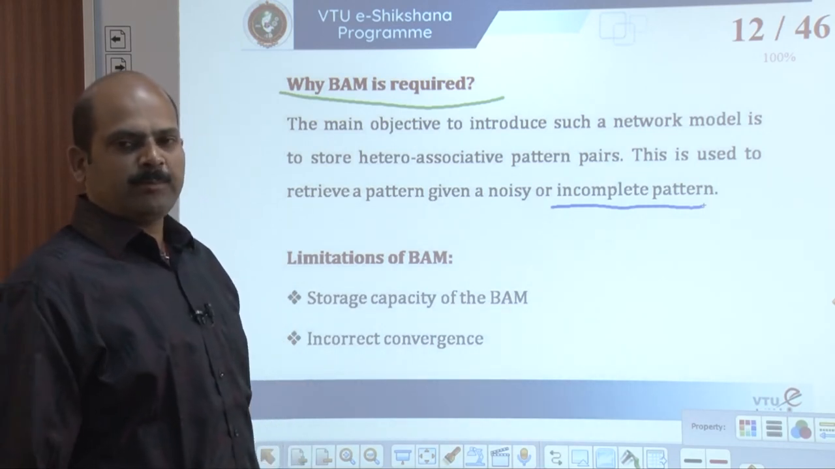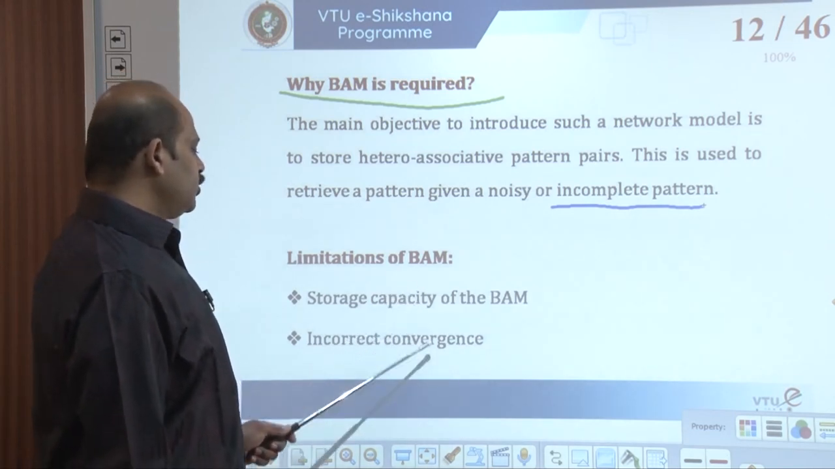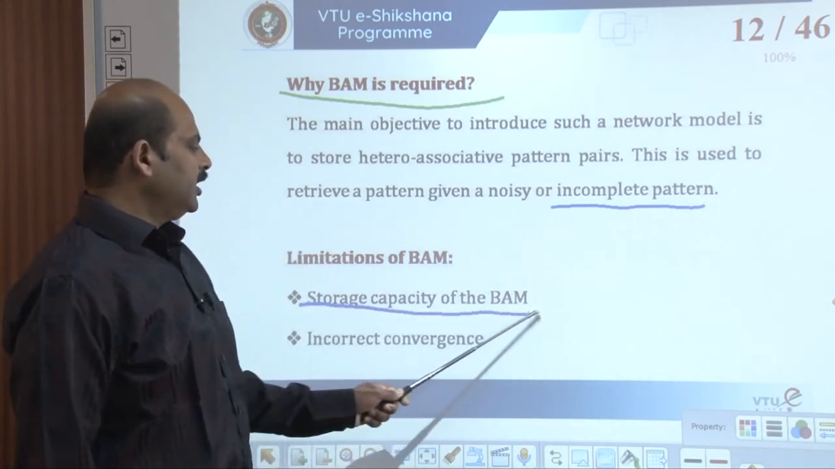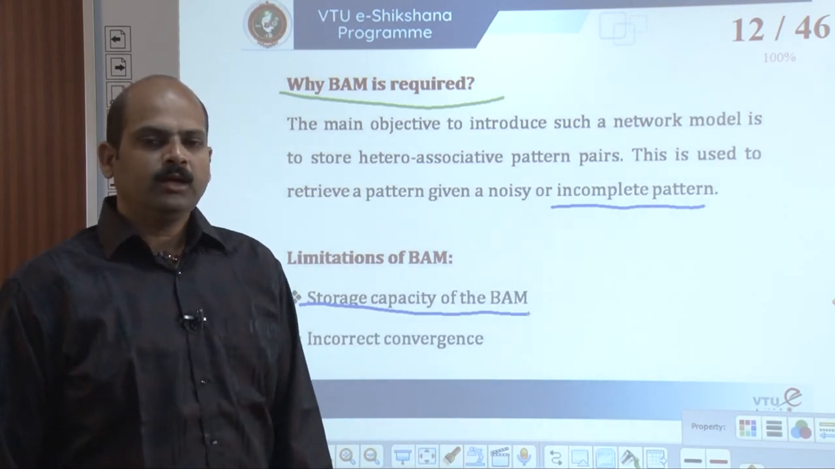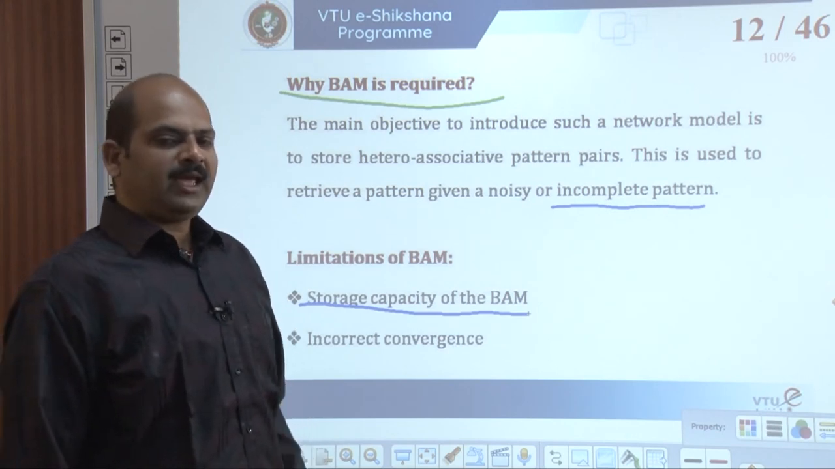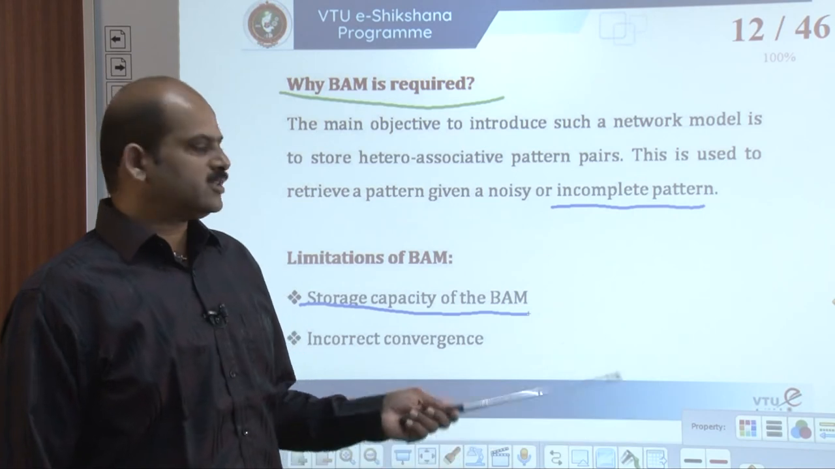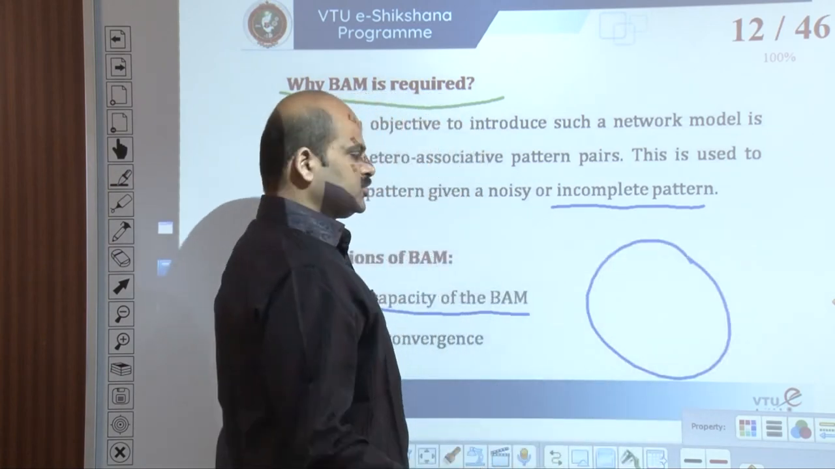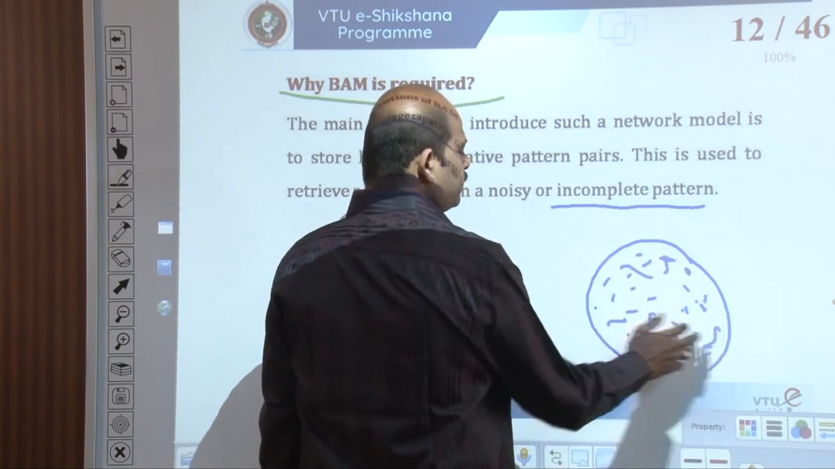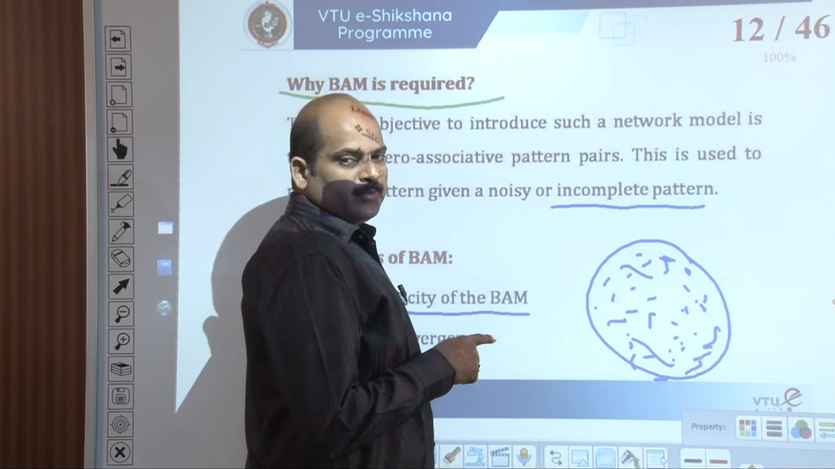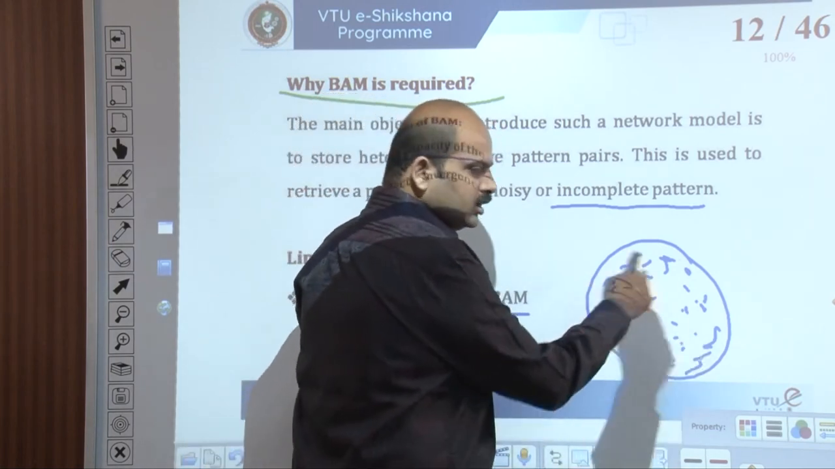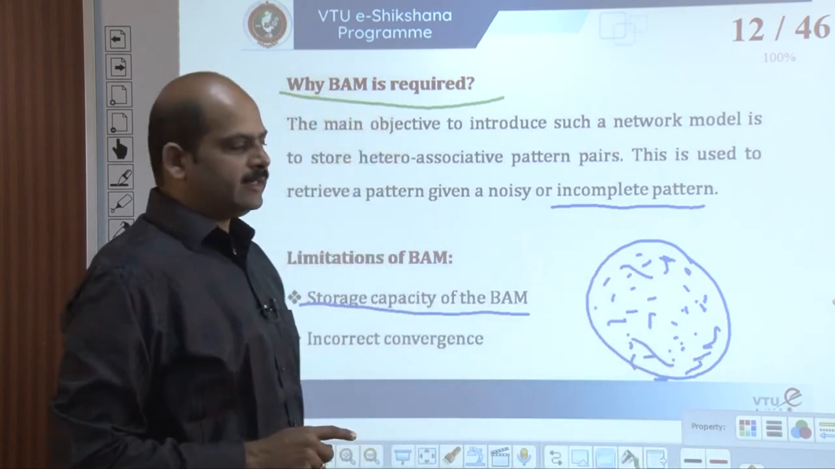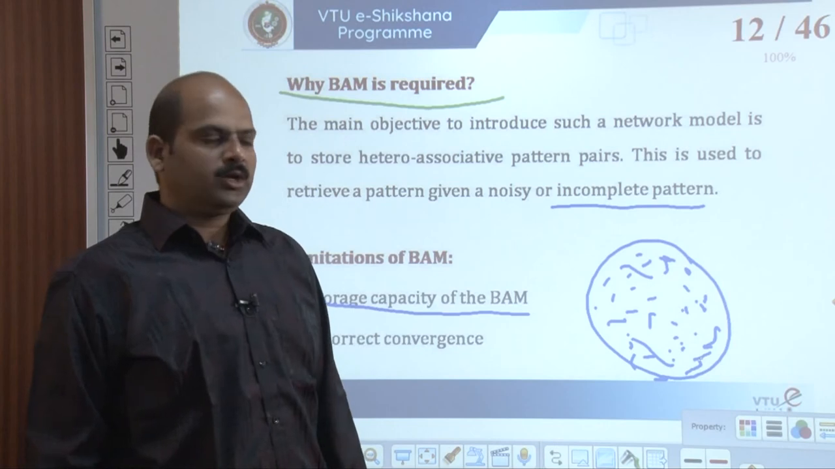This bidirectional associative memory has a bit of limitations. Two limitations are present. The first is the storage capacity of the BAM, bidirectional associative memory. The number of stored associations should not exceed the number of neurons in the smaller layer. Assume this is an area consisting of neurons. The number of stored associations should not exceed the number of neurons present in the smaller layer. That is the first limitation.